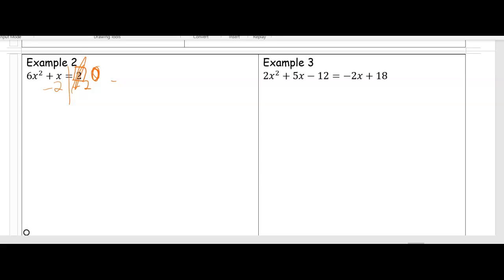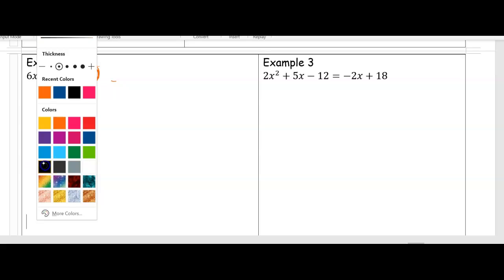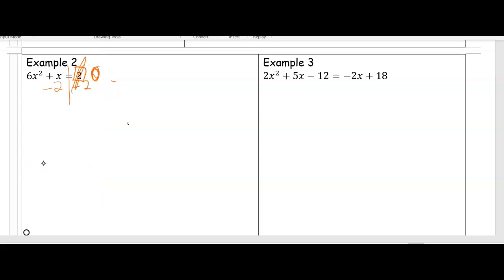And let's see what we have on the left side. So on the left side, 6x squared, x minus 2. Nothing you can combine, so just copy everything down. And on the other side equals 0. Okay? And now you can factor it with the butterfly.